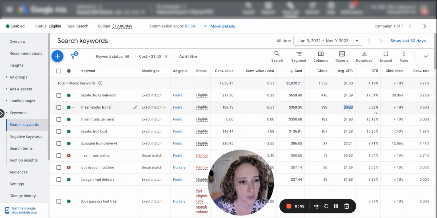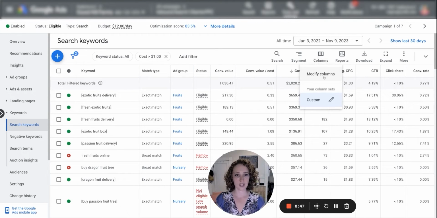How much data are we dealing with here? Oh, I don't have conversions. Let's go pull up conversions.